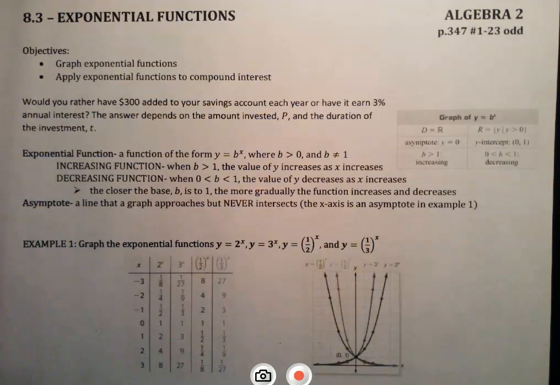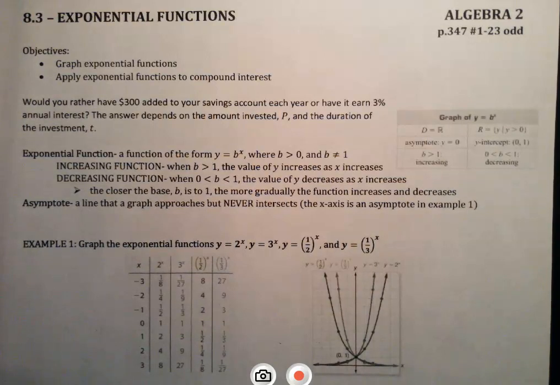Say you already have $1,000 in there, then you're going to be getting 3% of 1,000. Then it's going to get there even faster than the 300. So it's going to depend on the amount that you have in your account already and the duration of your investment. So T for time.